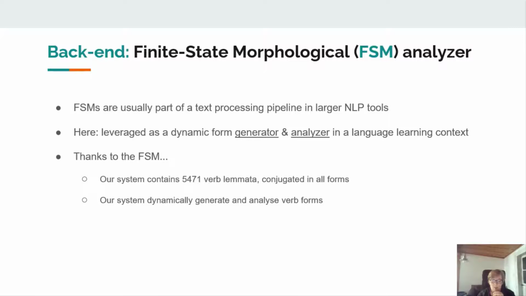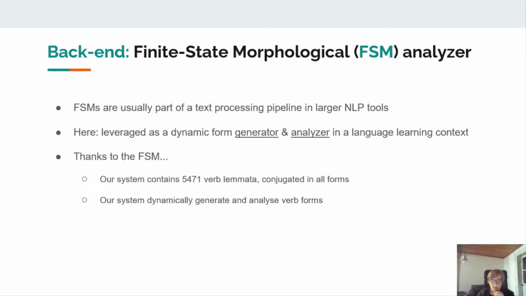In natural language processing, NLP, FSMs are usually a small part of larger text processing pipelines. So for example, in automatic translation systems or speech recognition systems, FSMs are usually at the beginning of the pipeline, for example, to disambiguate between word categories. In our tool, the FSM is not just a tiny piece of a larger tool, but it's the main machine of our app. And it's leveraged as a dynamic form generator and analyzer in a language learning context.